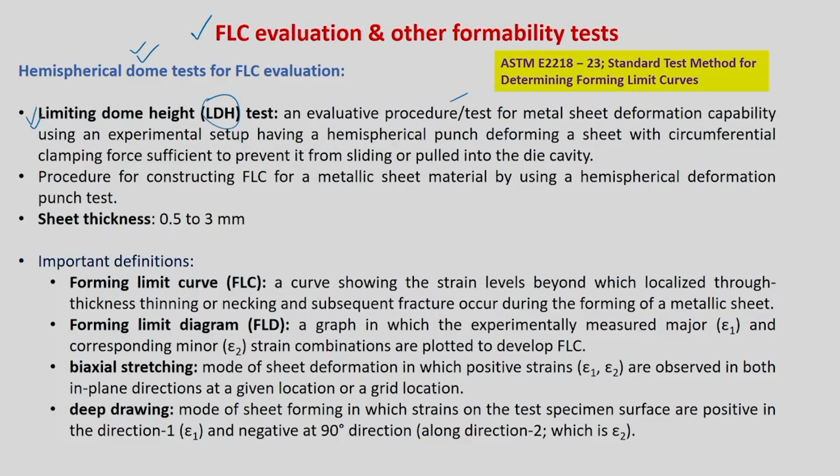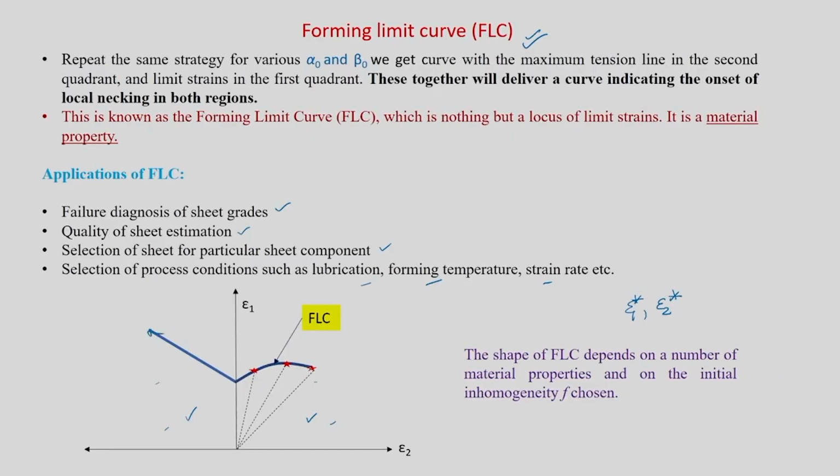Then you take the sheet out and measure epsilon 1 and epsilon 2 near the neck region. That becomes one point in this particular curve. Like this, you change the strain path in a particular way. You change the strain path, with predefined strain paths, predefined betas.